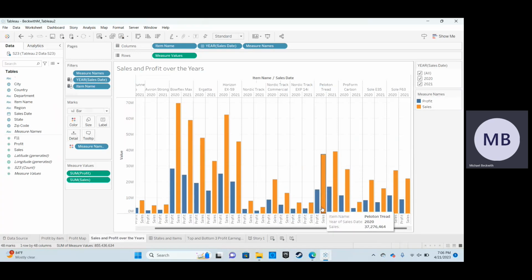But one that I noticed increased was the Peloton tread, and I think that is very important to notice because it is quite an outlier in a set where it's all decreasing by quite a bit. In fact, this is sales in the year 2020 for the Bowflex Max was 69 million. And then in 2021, it was 58 million. So more than a 10 million drop. And that is the same. They all drop, but the Peloton tread increases. So I think that is important to notice.